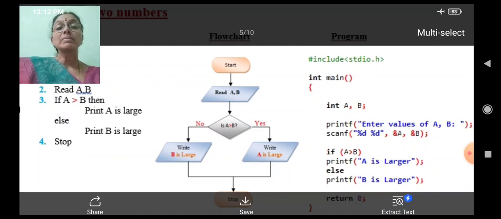First we have BEGIN and END, the start and stop. Next we read the two numbers a, b, and using the IF keyword we check: if a is greater than b, then print a is large, else print b is large. Here the keywords IF, THEN, ELSE are for decision making, and finally we stop the process. This is how we represent the pseudocode for the greatest of two numbers.